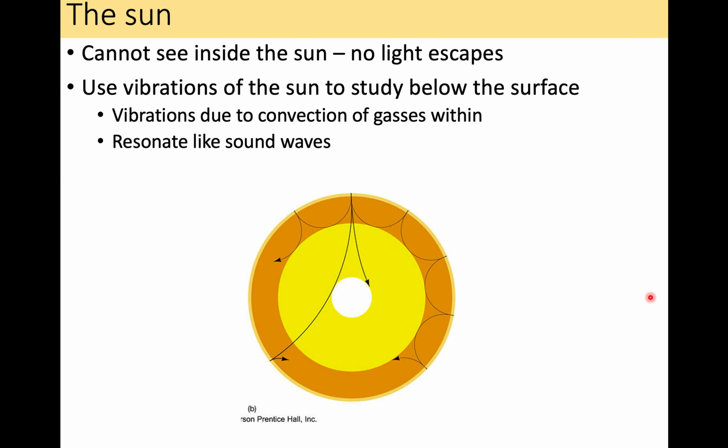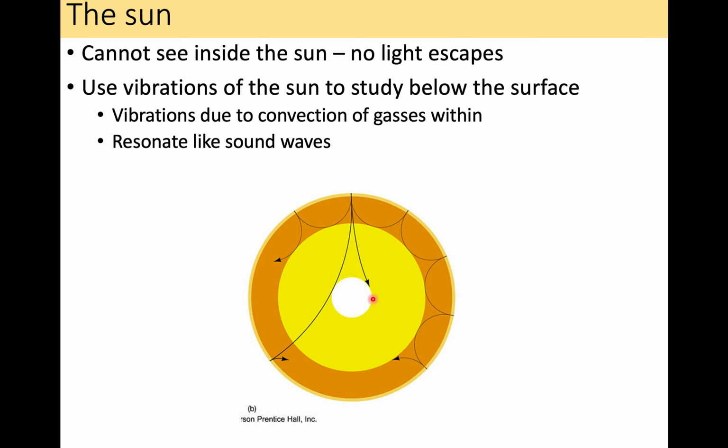So we cannot see inside of the sun. No light escapes. The photosphere is very, very, very bright. We can't actually see any part of the inside of the sun. But in order to study what is beneath the photosphere, scientists use vibrations of the sun. So we use vibrations to see the convection of gases within the sun. And the vibrations resonate sort of like sound waves.